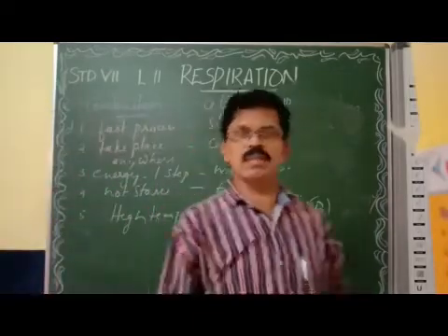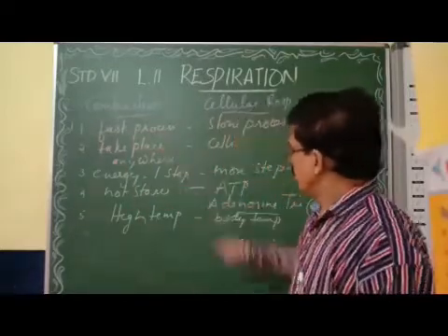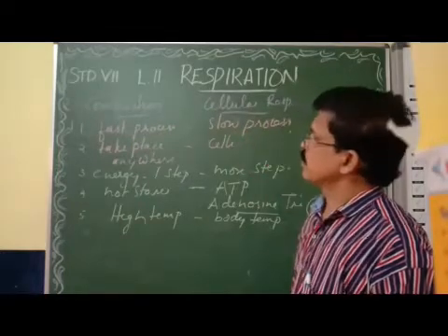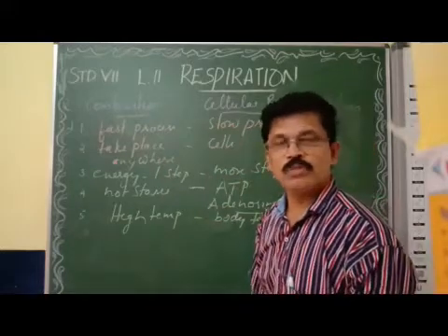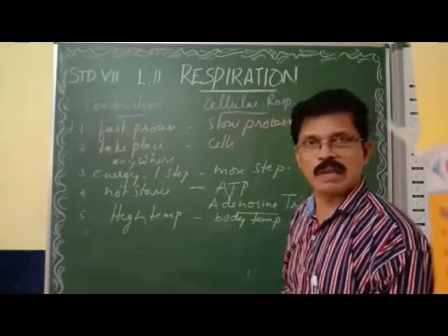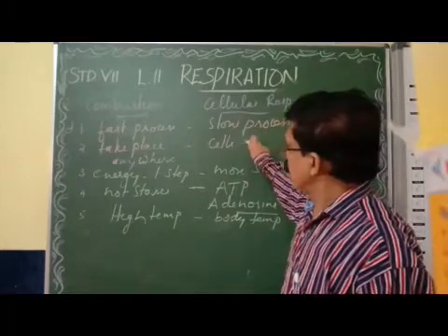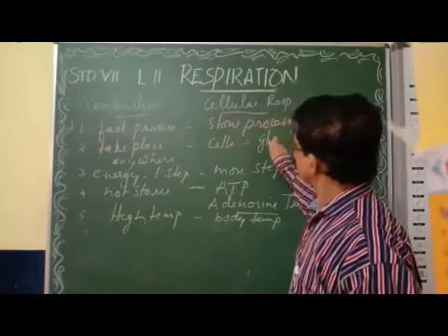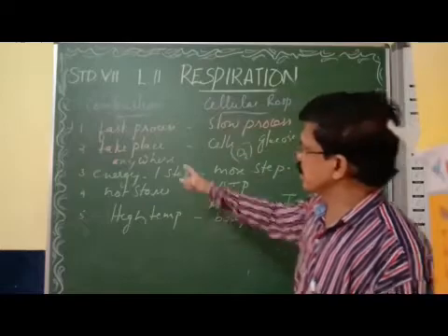Can you tell me the differences between these two? Combustion is a fast process, whereas cellular respiration is a slow process. Combustion takes place anywhere outside the living body, particularly in an engine. We need fuel for that, any type of fuel, petrol, diesel, is required for combustion. Whereas in cellular respiration, the fuel, the substrate, is glucose. Here also oxygen is required.